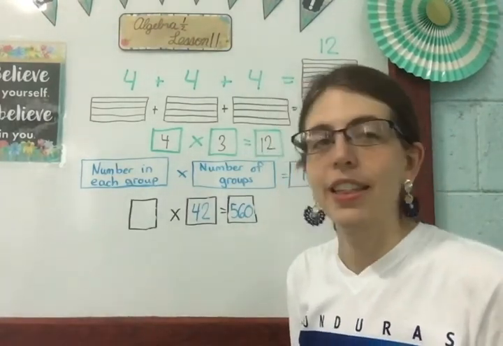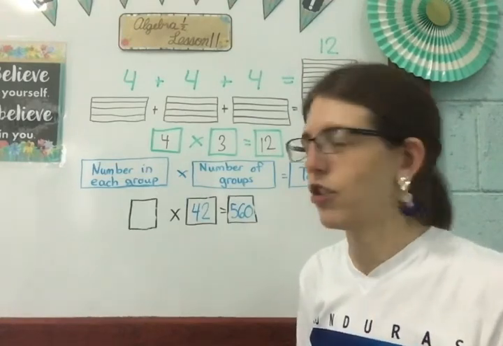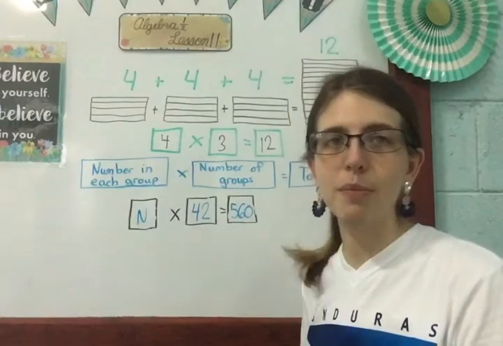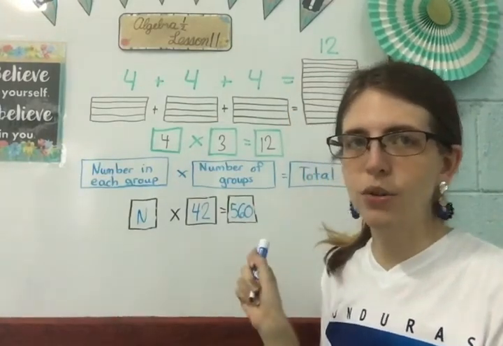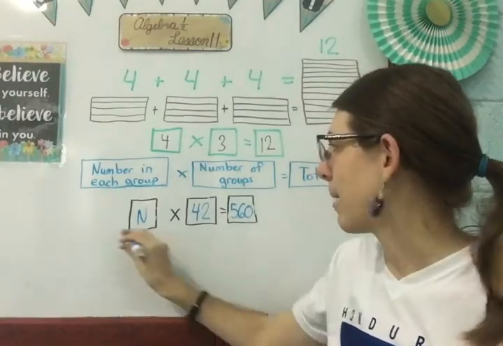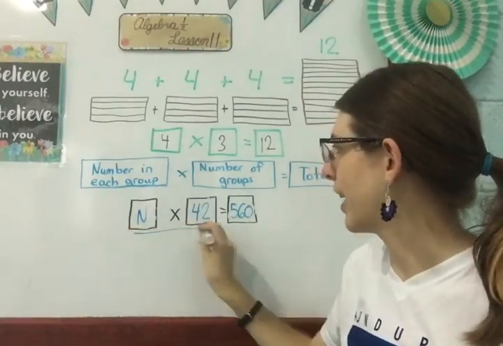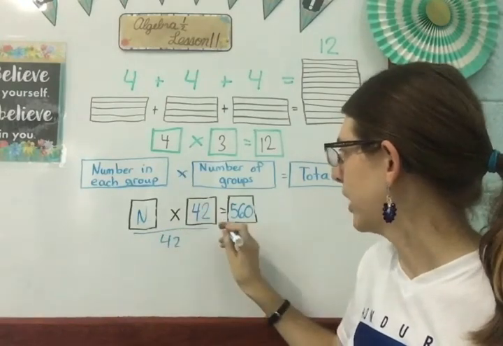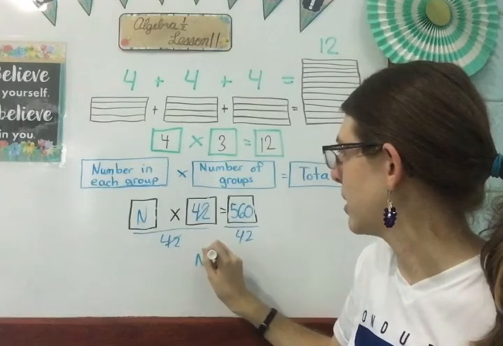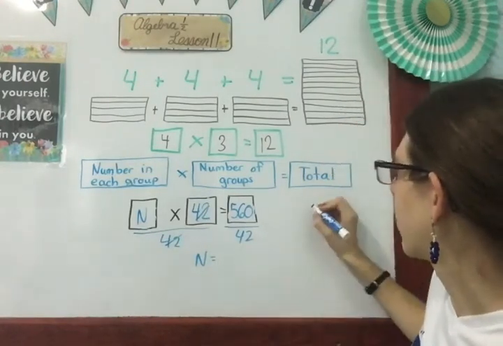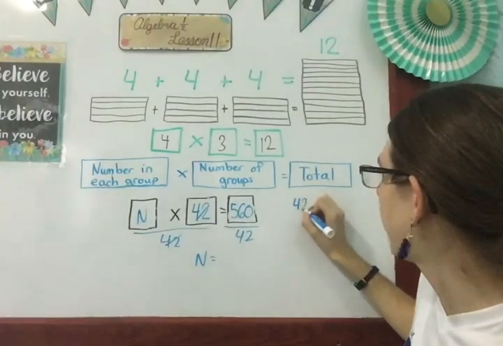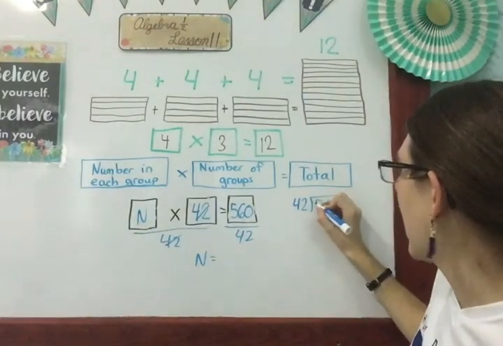Okay, this is a fun one, so pay very close attention. So I want to know how many students are going to be riding on each bus. What do I have to do to solve this problem? That's right, I have to divide because I'm missing a variable over here. So again, I'm dividing by 42. That'll cancel out this 42 and just leave me with n, looking for the number of buses, or excuse me, the number of students per bus. So I'm going to divide 560 by 42.